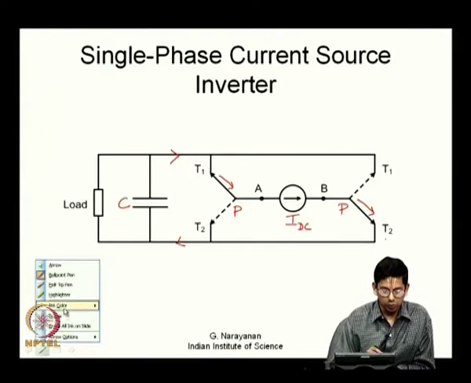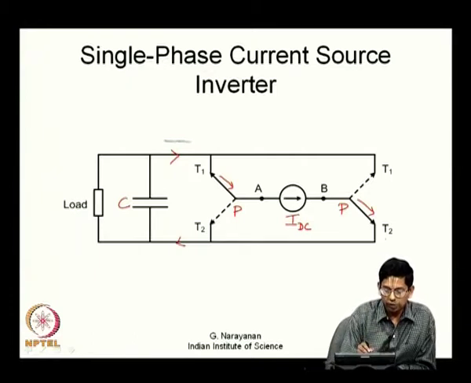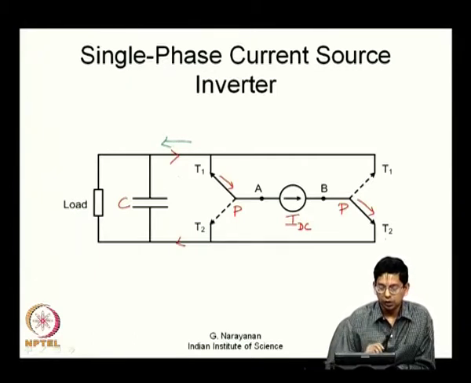Alternatively, let us say you want the current to flow in the opposite direction. Let us say you want the current to flow in this direction. So, if you want the current to flow in this direction, it flows here.